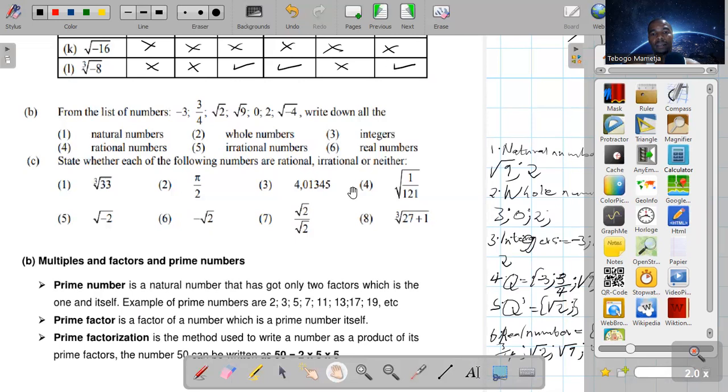It's the square root of 1 over 121, which is the same as the square root of 1, which is 1, over the square root of 121, which is 11. This number is 1 over 11, and 1 over 11 is a rational number.